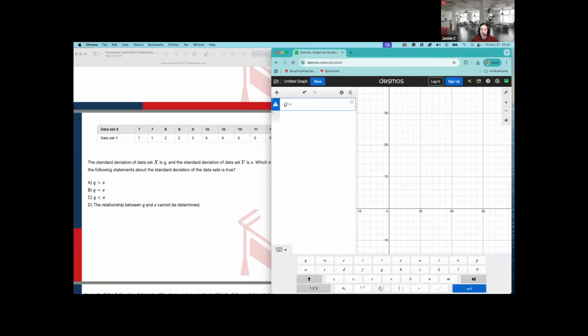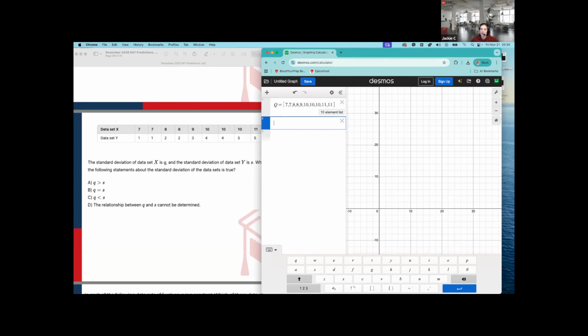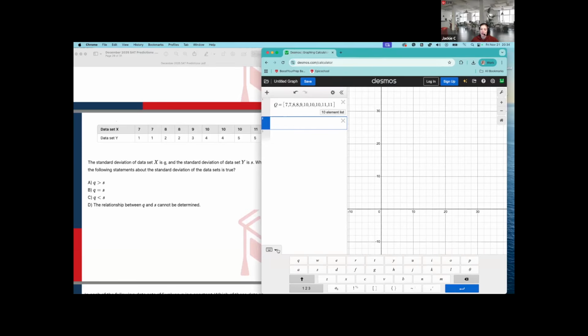And then I'm going to use these brackets to indicate that I'm creating a list of numbers. So here we have 7, 7, 8, 8, 9, 10, 10, 10, and 11, 11, 11. Oh, a 10 element list. Interesting. Okay, but what do I want to do? I want to find what the standard deviation of that list is. So you can punch it in if you want to.